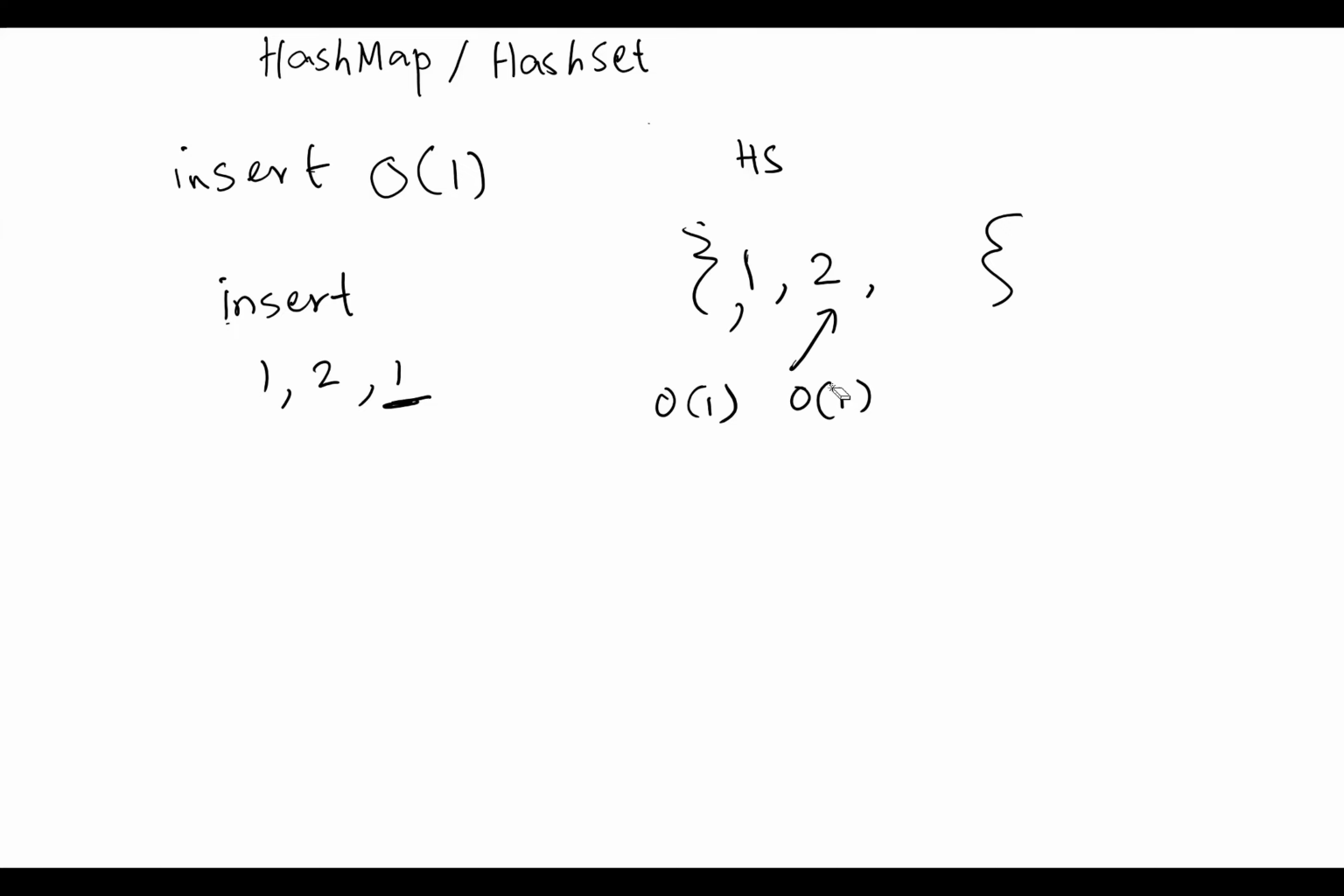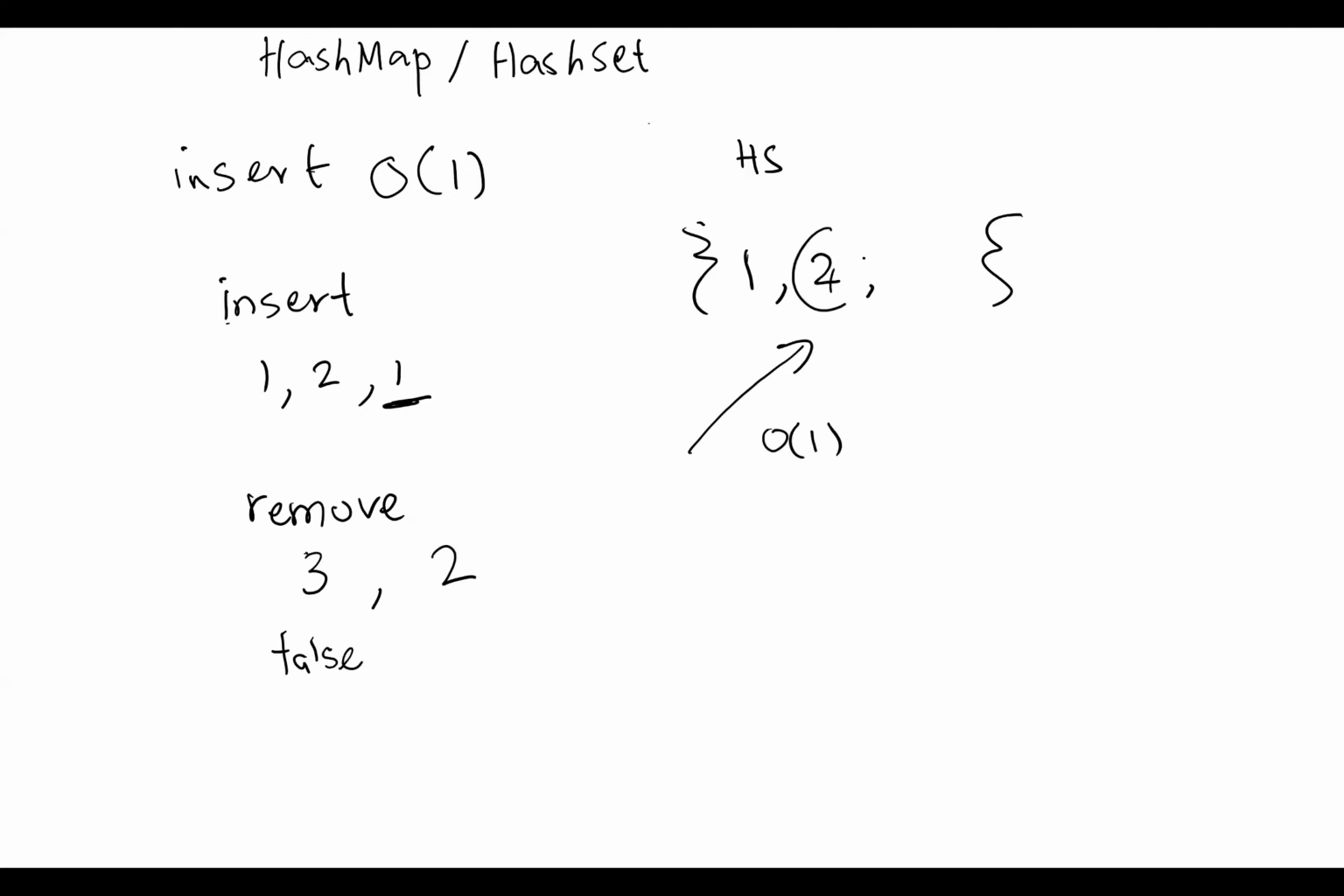Now, what about remove? Let's say we try to remove 3. It will go and check if 3 is there. No, and that checking takes order of one time, so we'll return false. Also, let's say we want to remove 2. In order of one time, it will check and see, oh, 2 is there, and then it will remove it. That is also done in order of one time. Okay, so insert and remove are perfectly done in a hash set.